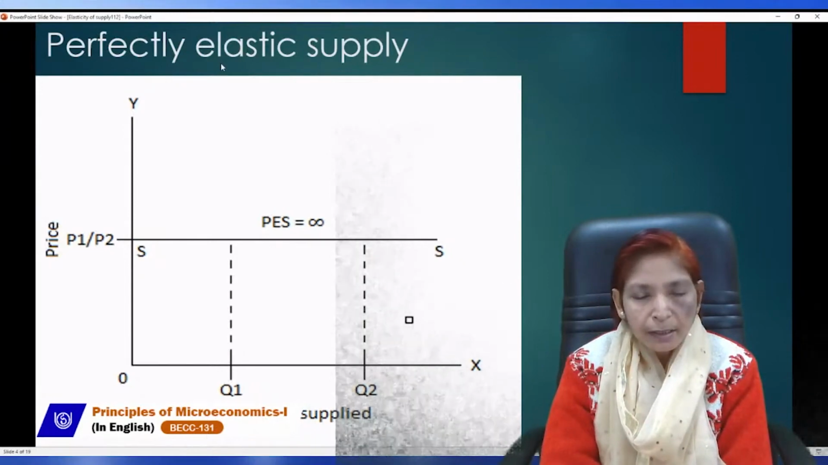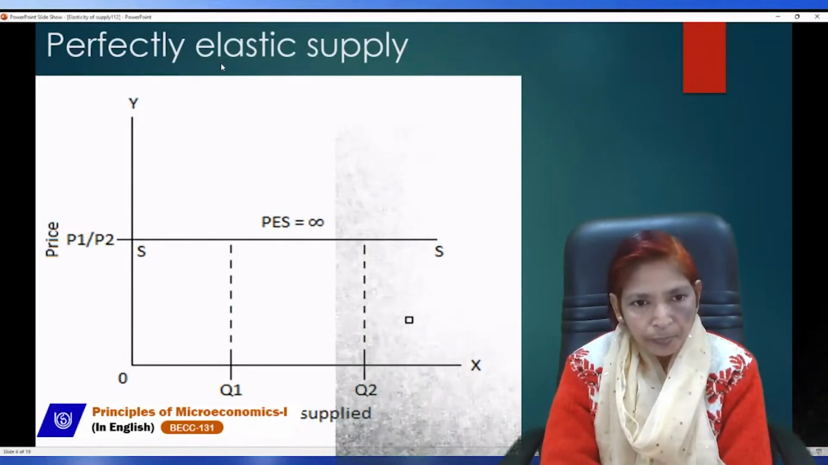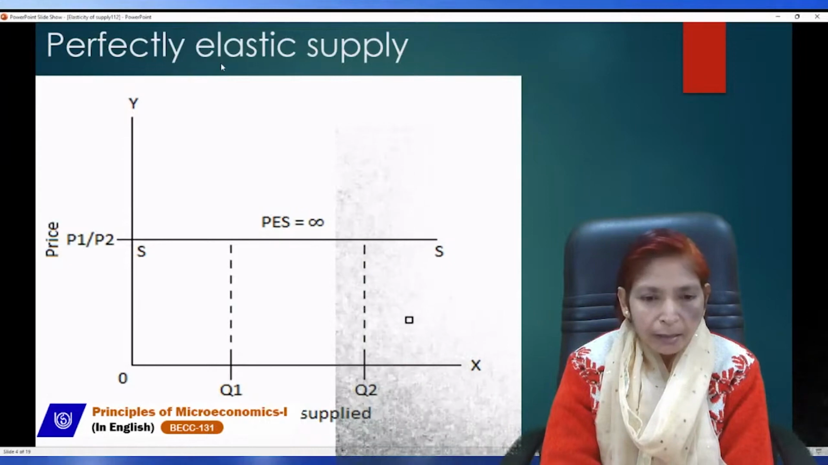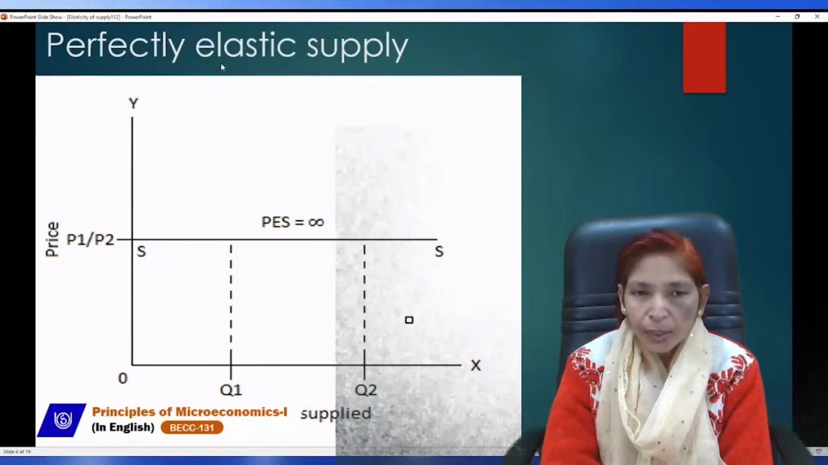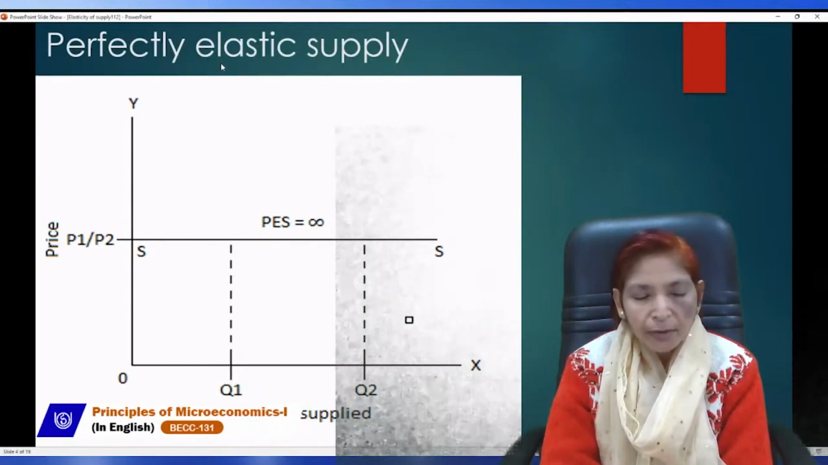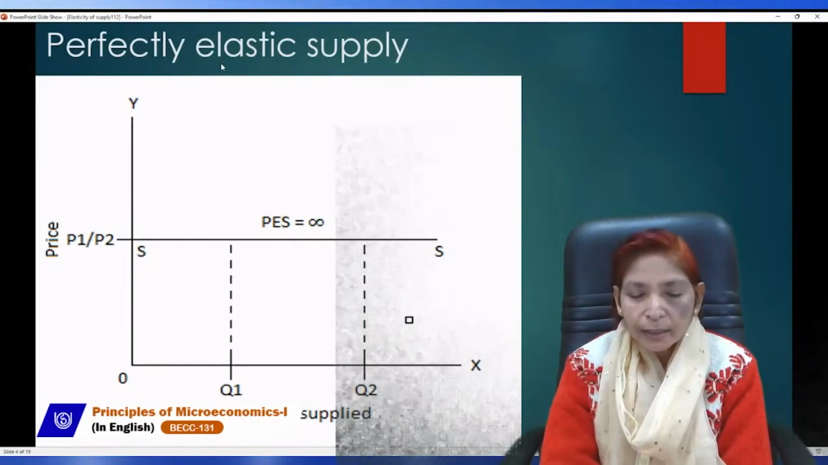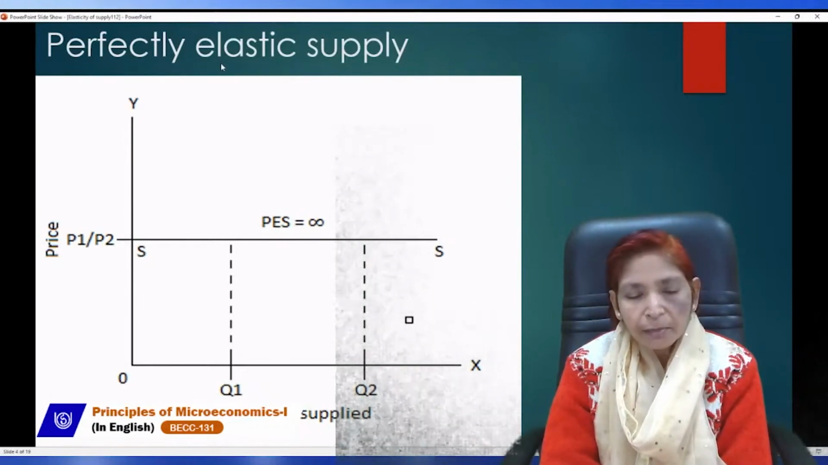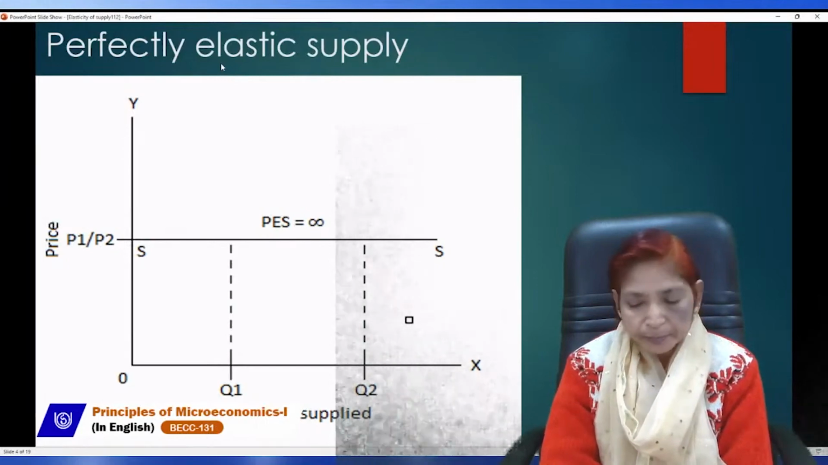PES represents perfectly elastic supply: P for perfectly, E for elasticity and S for supply. When you draw the diagram, write quantity supplied on the x-axis because this chapter is related to supply, and take price on the y-axis. If we discuss demand, then we will take quantity demanded on the x-axis and price on the y-axis. The labeling of the diagram is very necessary and useful while expressing these degrees or any diagram.